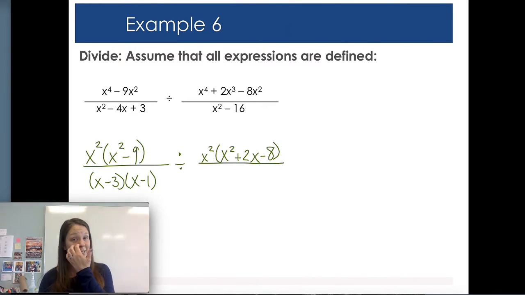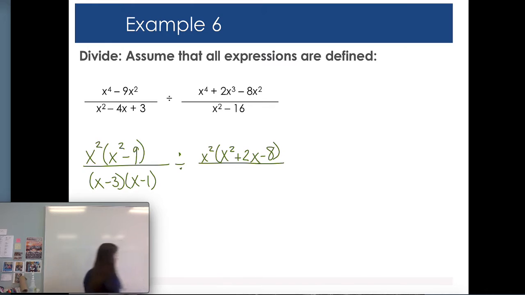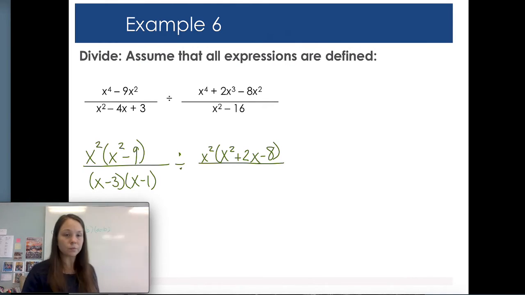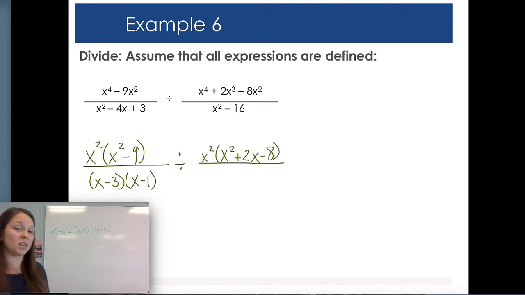X squared minus 16 doesn't look like it can be factored, but I want to remind you of our difference of squares factor pattern that I can write on the board for us here. Our difference of squares factor pattern says if I have some number squared minus another number squared, so subtracting two perfect squares, that's going to factor into a plus b times a minus b. Right? So that's our difference of squares factor pattern. We have a squared minus b squared equals a plus b times a minus b.